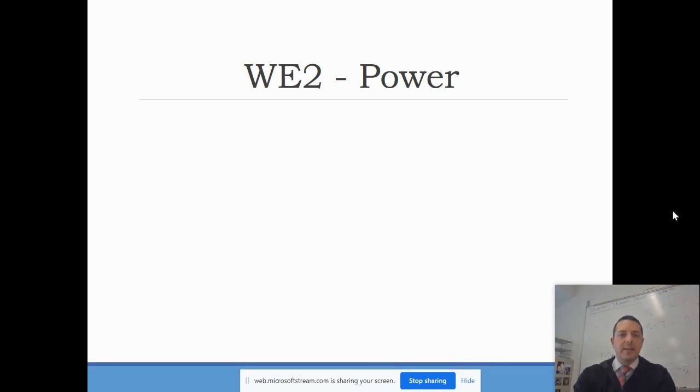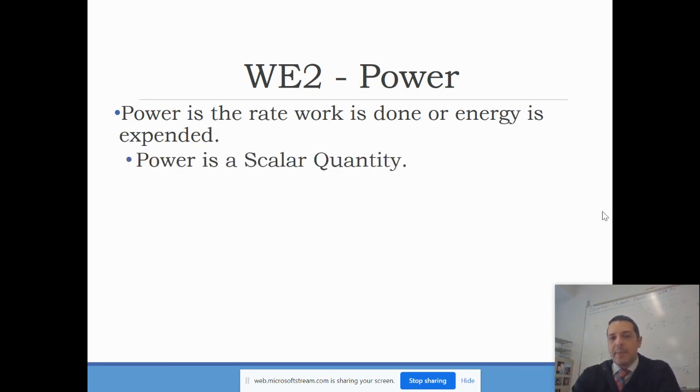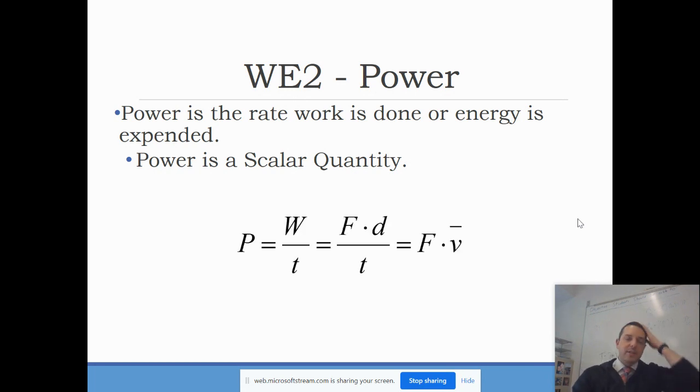In today's lesson, we're going to take a look at power. Power is the rate at which work is done or energy is expended. Power is a scalar quantity. And the equation we have for power, which you find in your reference table, is power is work divided by time.